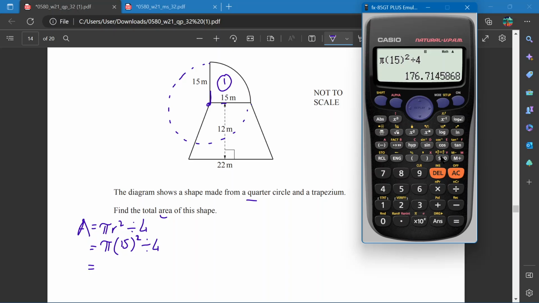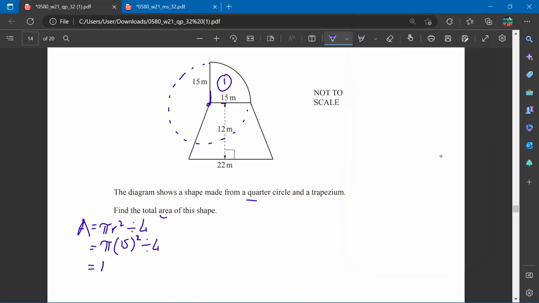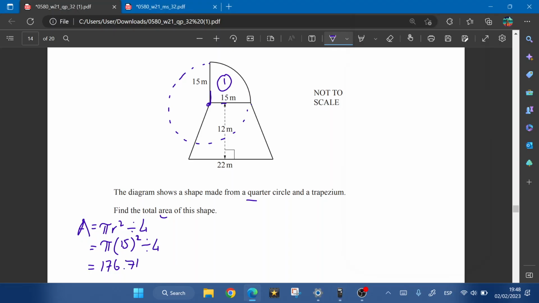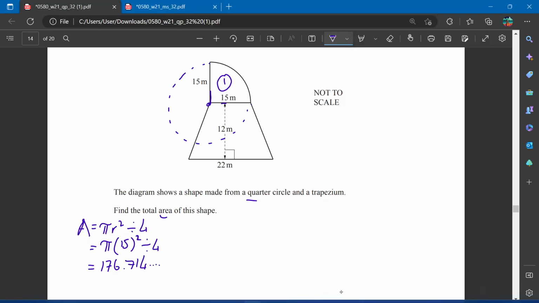And there we go. Don't round this answer, because it's not the final answer yet. So write at least 4, maybe 5, maybe 6 significant figures. Okay, a bunch of them. Right.